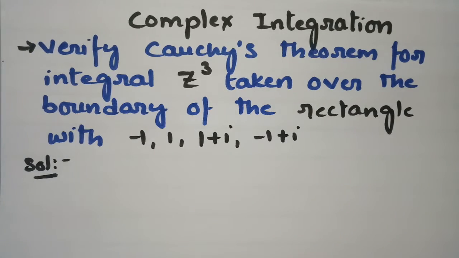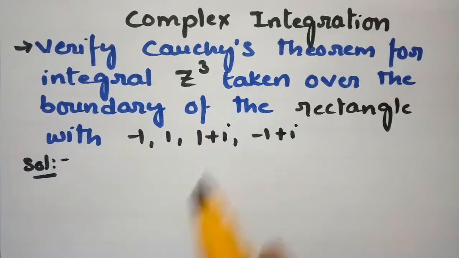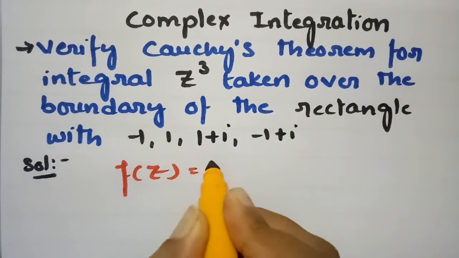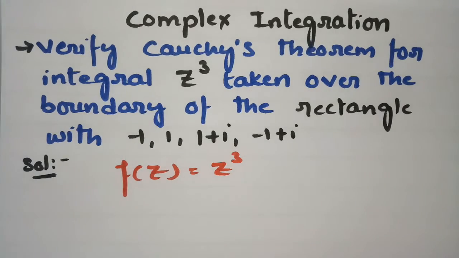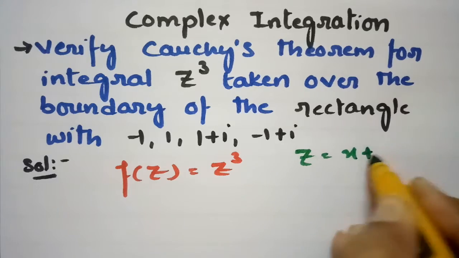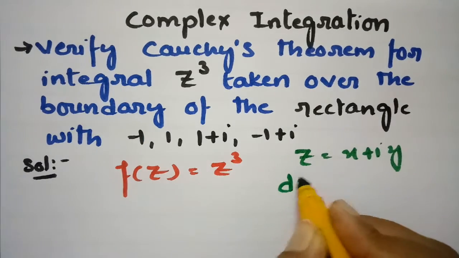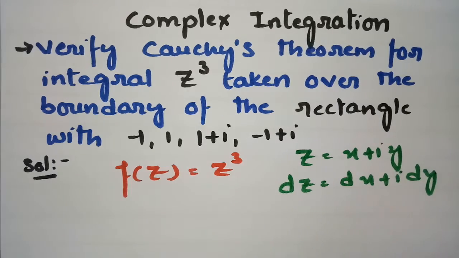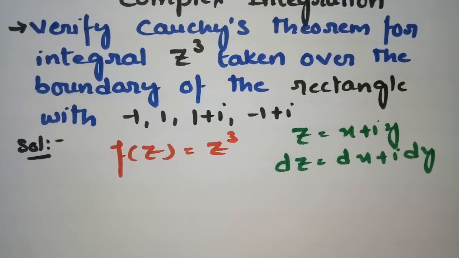And see, what is the function here? The function is given as z cube. So f of z is z cube. As you all know, z is nothing but x plus i into y, and dz will become dx plus i times dy. And now see what are the points given here.